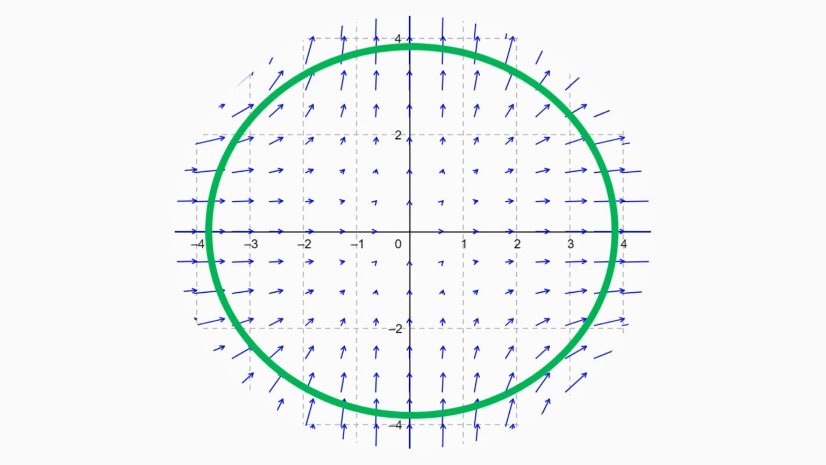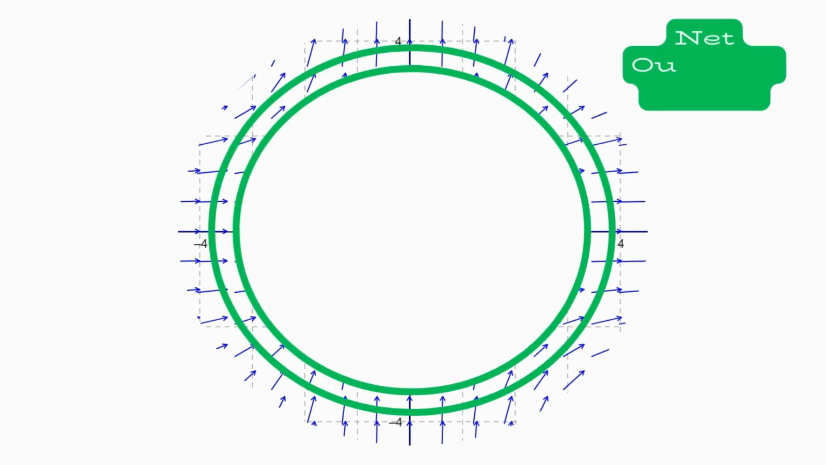So now we know we just have to focus on the boundary. And so for every vector going across the boundary into the circle, there's an equal vector going across the boundary out of the circle. Those cancel, and the total divergence is 0.